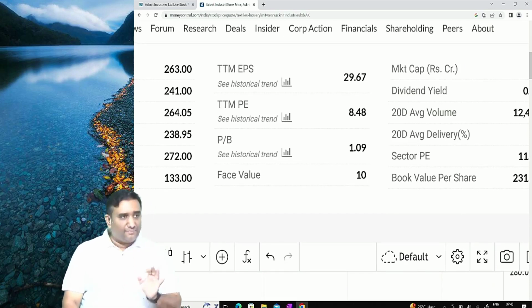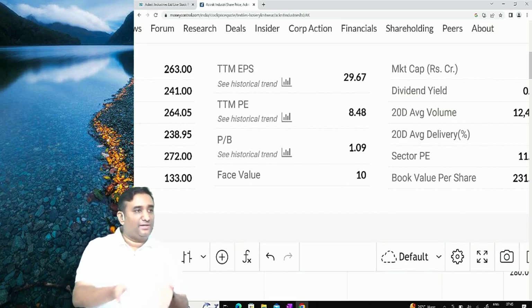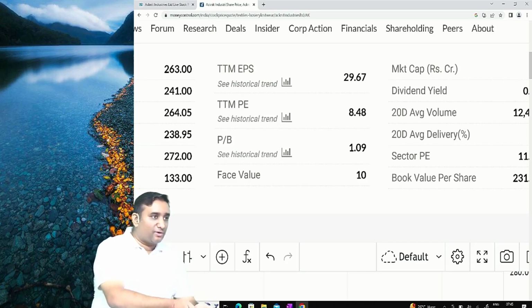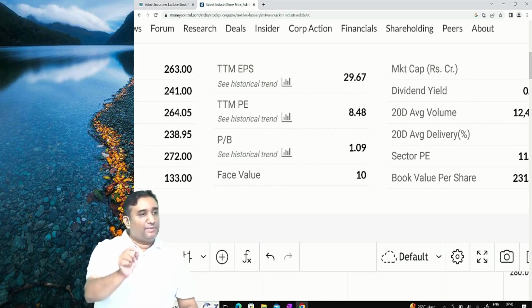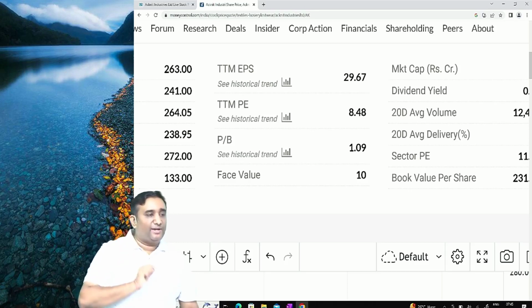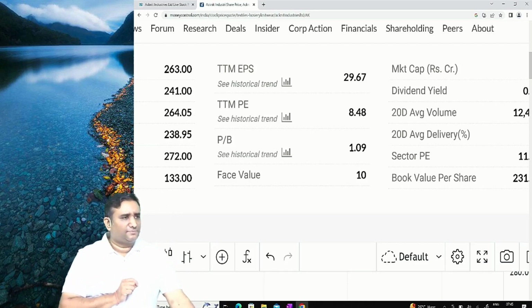Now second is price earning ratio. The EPS of this company was 29.67 ten days back, twenty days back, and after the March result around April also. The price was 170. 170 divided by 29.67. It was a very low P/E ratio. That means your money would be recovered in 5 years if the company earns at the same rate.